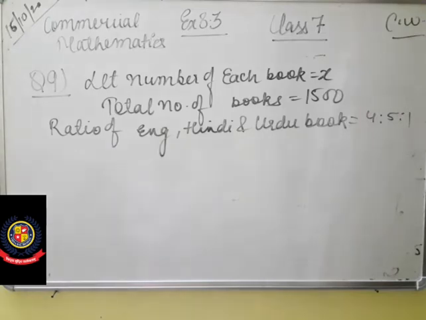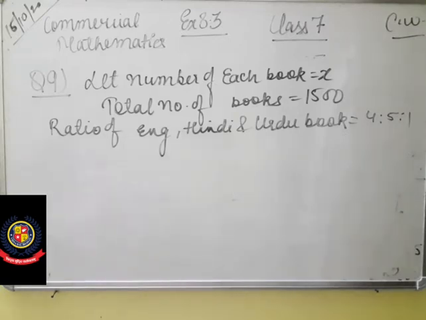I am reading the question number 9 for you from the book. There are 1500 books in a library. Every school has a library. Any library you can say that. The total number of books in the library is 1500. So as given in the question, the ratio of English, Hindi and Urdu books is given to you, 4:5:1, then find the number of books of each language.